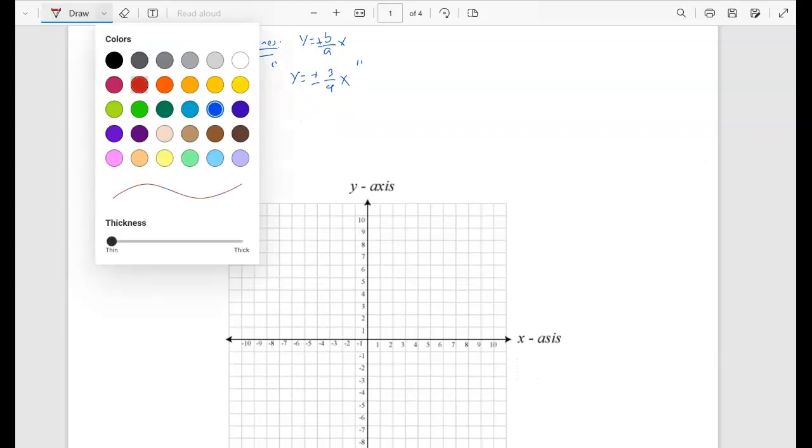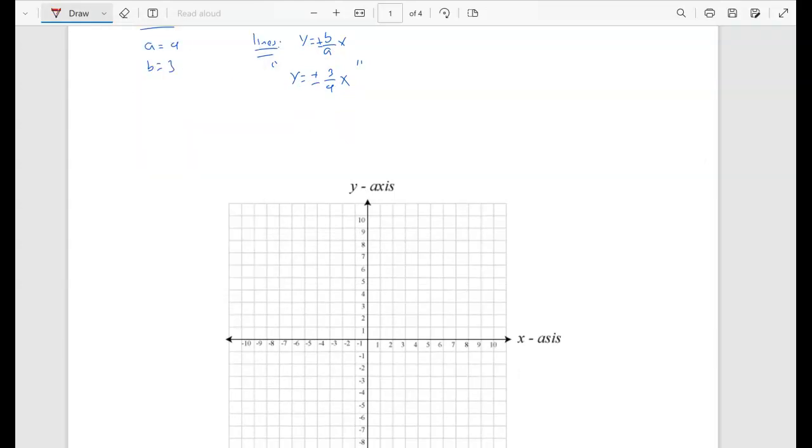So they're not technically there. 3/4 is going to be 1, 2, 3, and then 1, 2, 3, 4. Let me actually place it. So 3, 4, it's going to be the first one, so our line is going to go in this direction. And then -3 and 4, it's going to go in this direction.